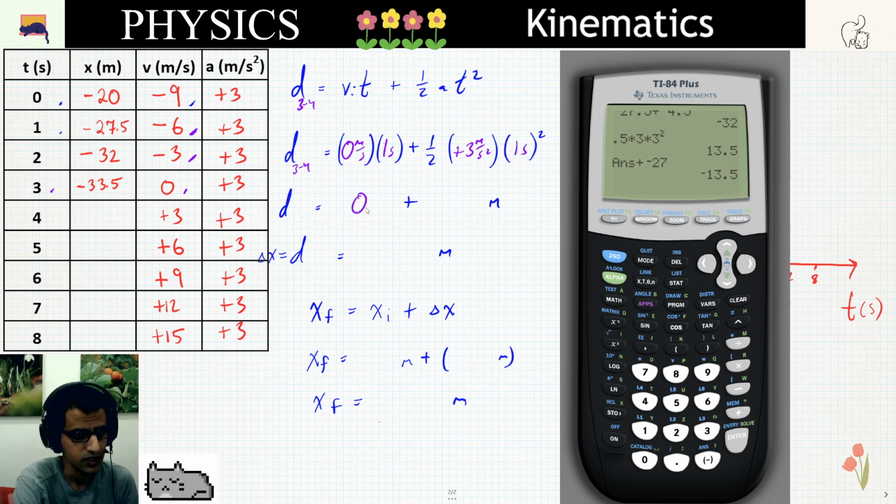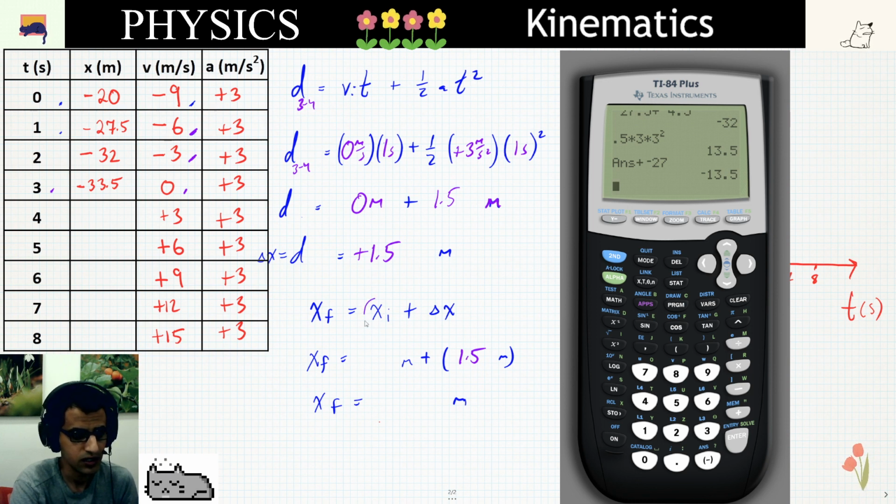0 times 1, this will be 0 meters, plus 1/2 times 3 is 1.5. 1.5 times 1 squared is just 1.5. So this is going to be plus 1.5 meters. So we have a displacement of 1.5 meters. This is a positive value. So I put that in here. This displacement goes in here, 1.5 meters.